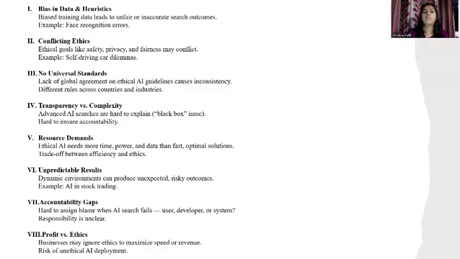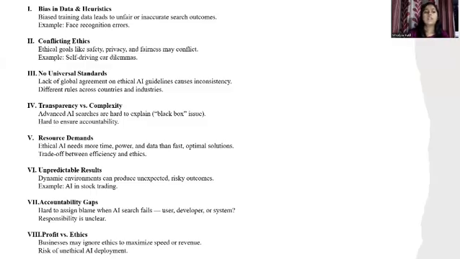The black box issue is very serious in daily life uses. So it is hard to ensure accountability. So fifth is resource demand. Ethical AI needs more time, power, and data than a fast optimal solution. Trade-offs between efficiency and ethics. Sixth one is unpredictable result. Dynamic environments can produce unexpected risky outcomes. Example: AI in stock trading.